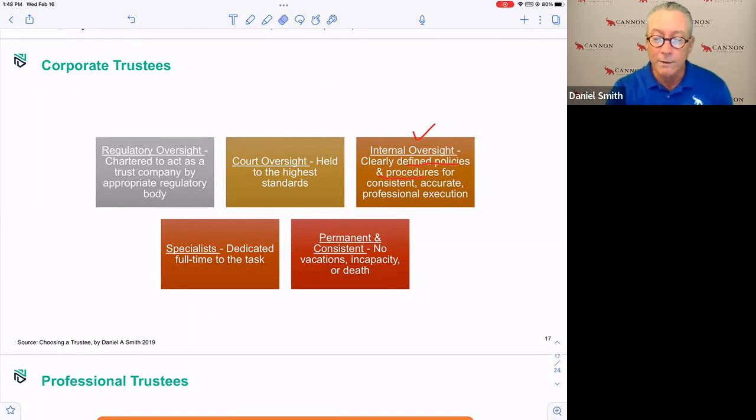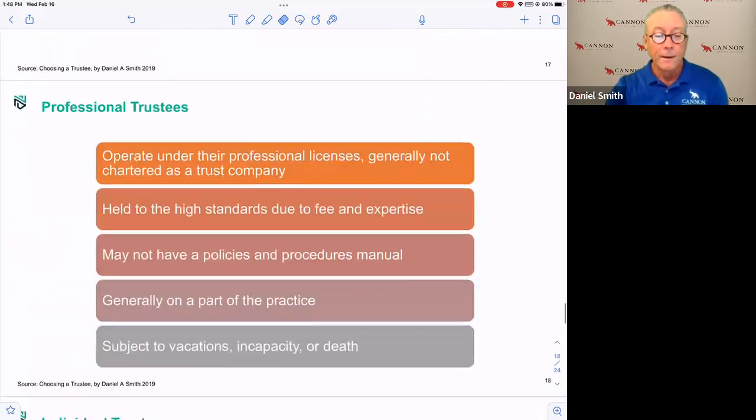And we also do a lot of things by committee to utilize the experience of people over time, so that no one person is making a decision on how to decide a particular situation that has come up. Certainly, you've got specialists who are dedicated full-time to the task of doing this. It's certainly not the case with family members who might be operating in that capacity. And it's permanent and consistent. There's no vacations or incapacity or death, because again, it's put off to a corporation, to an organization that is simply staffing to fill the roles that are being carried out in the process of doing that.